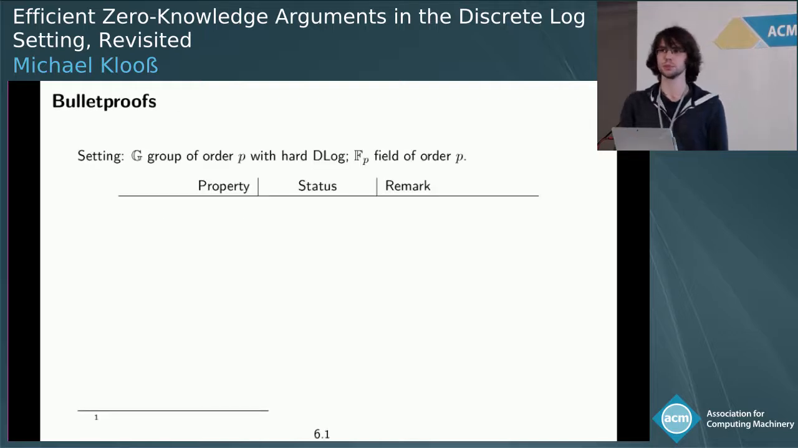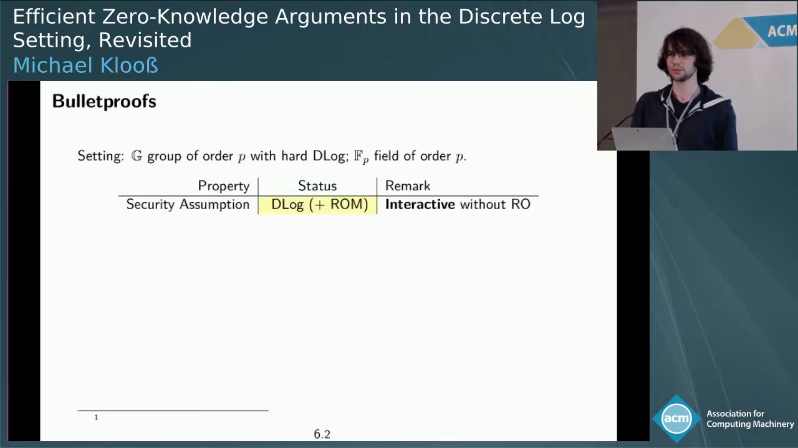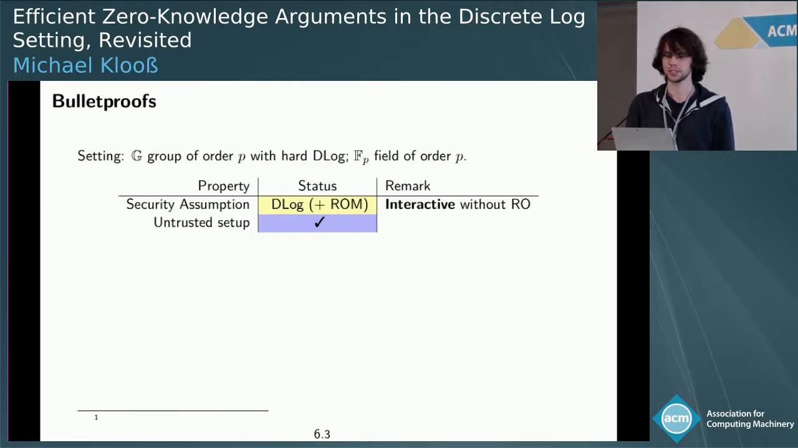So let's recall bulletproofs. We're in a group setting. We have a group of order p, prime order, and we assume the discrete logarithm in this group is hard. And now some properties. First of all, the security assumption here is D-log, and if we want non-interactivity, we also want random oracles. We have an untrusted setup assumption, which is good. It's basically a random string. Our language, which we can prove natively, is R1CS. I'll talk more about this later.